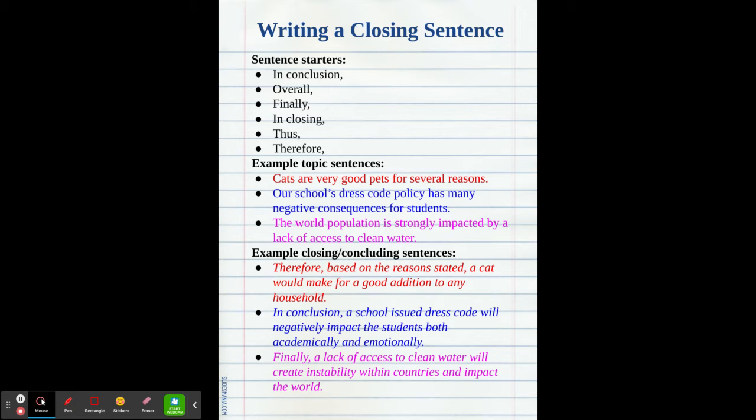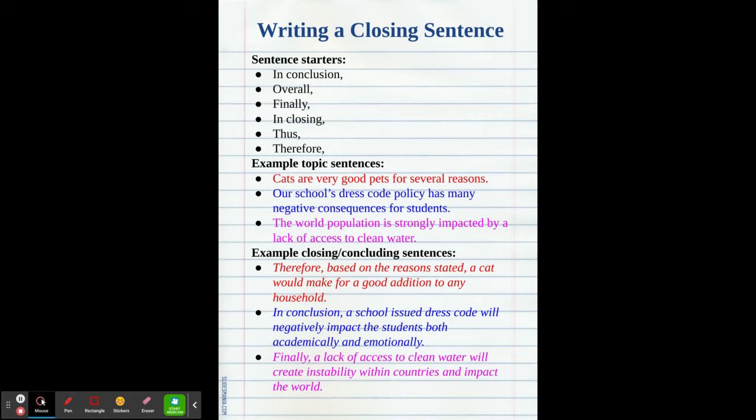So then my closing sentence could be, therefore, based on the reasons stated, a cat would make for a good addition to any household. Notice how I'm tying back in. I'm not using very good. I'm using be a good addition. And I'm saying to a household. We're not talking about having a cat as a pet in a tractor trailer. So things of that nature.